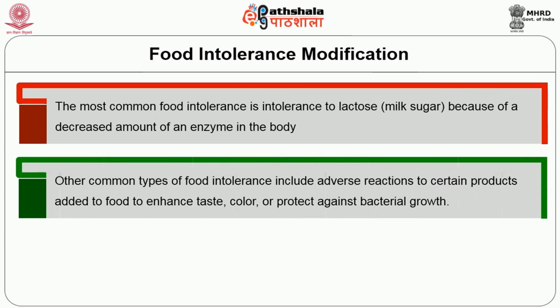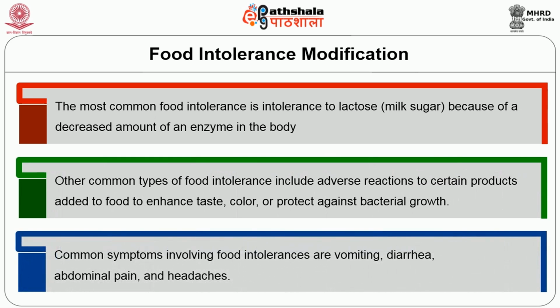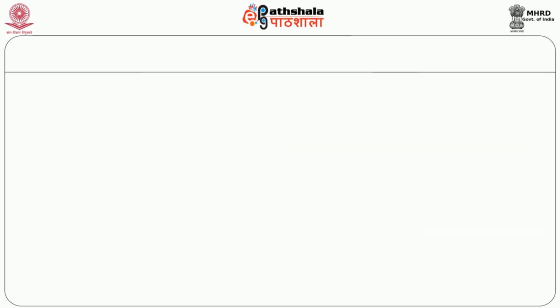Other common types of food intolerances include adverse reactions to certain products added in the food during preparation to enhance taste, color, or protect against bacterial growth. Common symptoms of food intolerances are vomiting and diarrhea. Abdominal pain and headaches may also happen sometimes. So these are the different types of modifications done in general in the therapeutic diets.